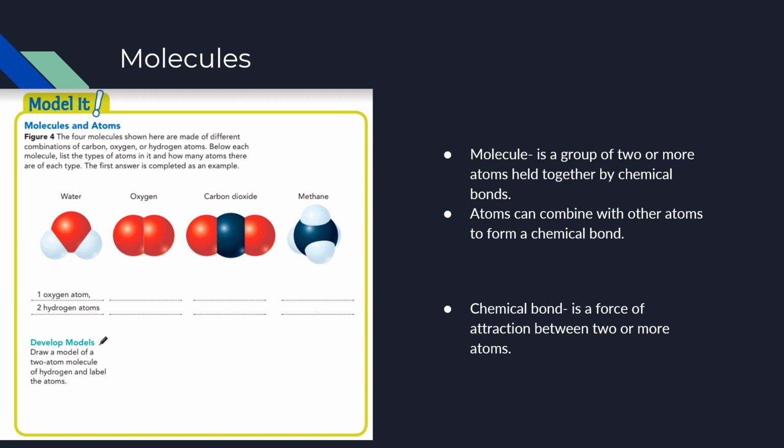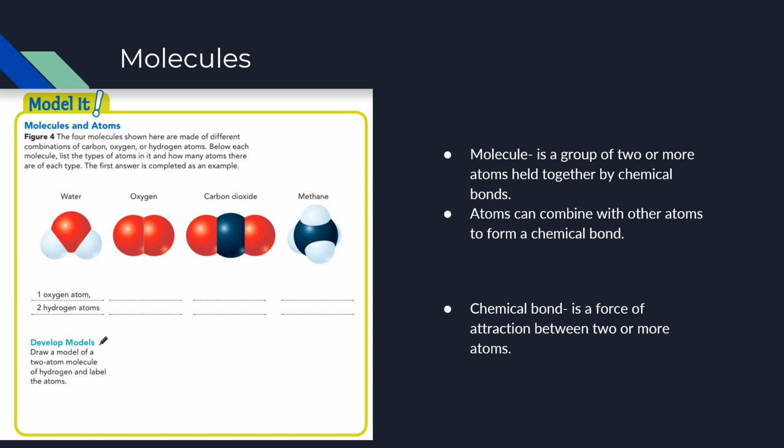Molecules. A molecule is a group of two or more atoms held together by chemical bonds. Atoms can combine with other atoms to form a chemical bond. So the four molecules shown here are made of different combinations of carbon, oxygen, or hydrogen atoms. Below each molecule will list the types of atoms in it and how many atoms there are of each type. The first answer is completed in an example.